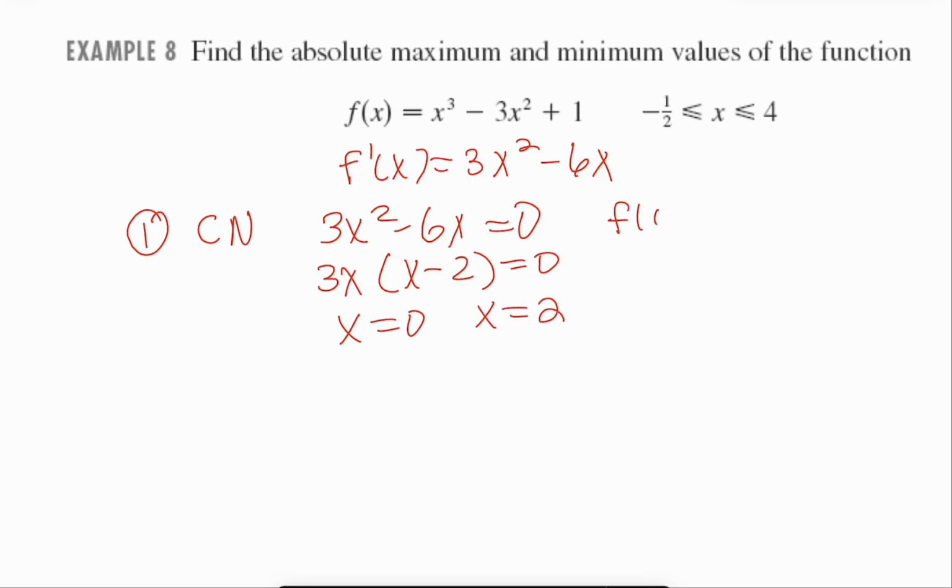So let's plug in 0 and 2 into our original function. If you plug in 0, you get 1. If you plug in 2, you get 8 minus 12 plus 1, which is negative 3.